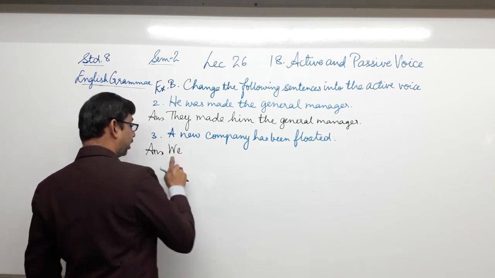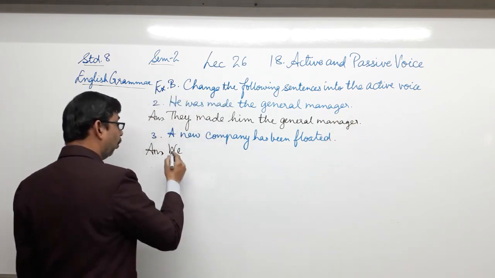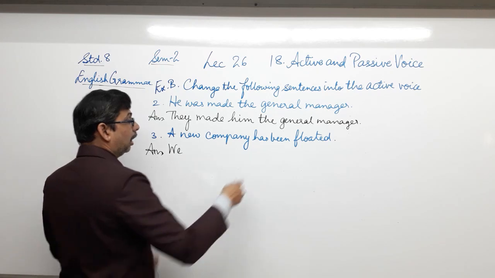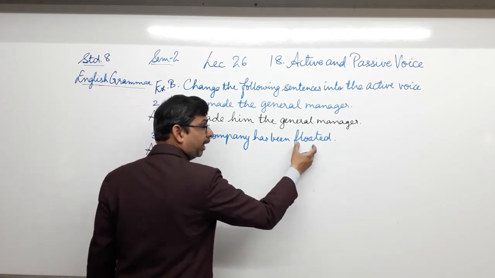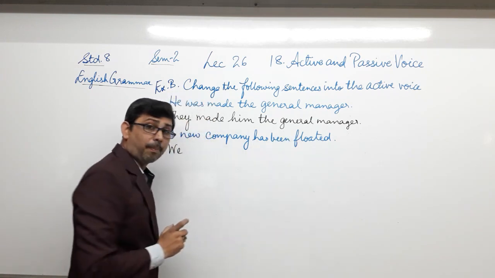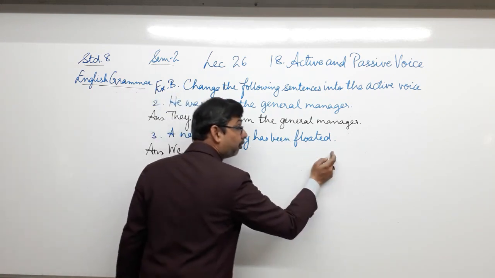We, that is the doer of the action, which was here by us but not mentioned over there. The verb given to us has been floated. So try to understand the tense of this sentence, which is in the passive voice. The new company has been floated.